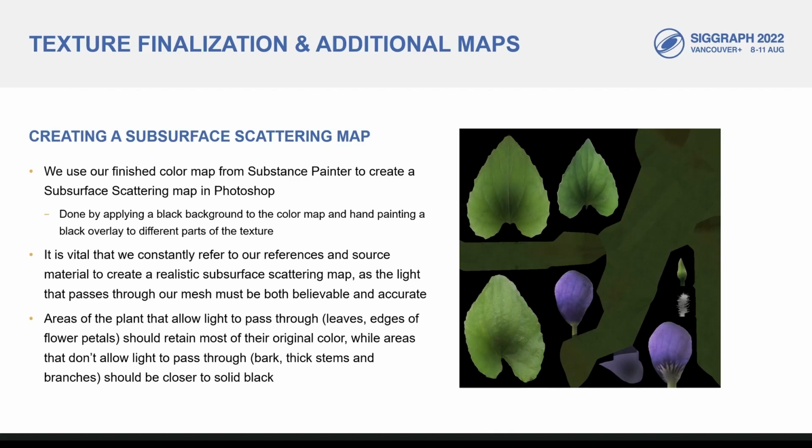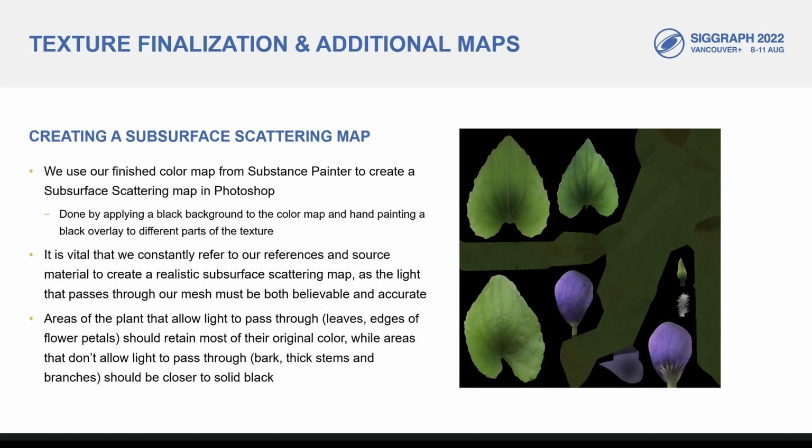It's really vital that we are constantly referring to our sources, both the material and our research, to create a realistic subsurface scattering map that represents the way that light passes through these different parts of the plant. If you've taken a video of the plant from underneath with the sunlight coming through, that can be super useful. Photos will also do for that, or just seeing the plants in the field and kind of getting an idea for that. And then you'll want to paint over the color map, blocking out where light would come through.